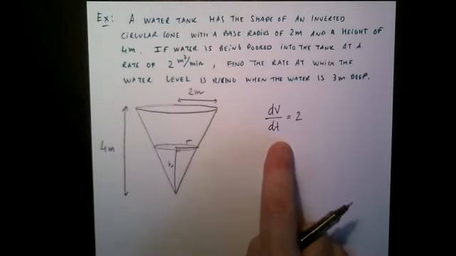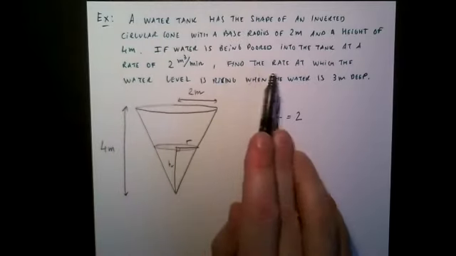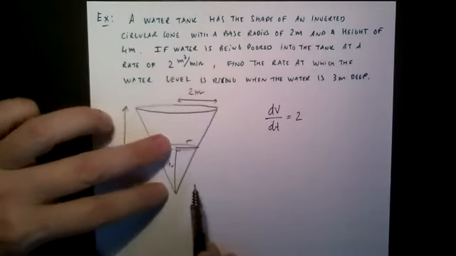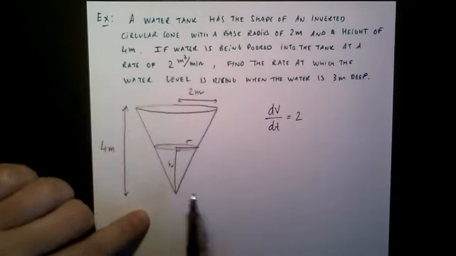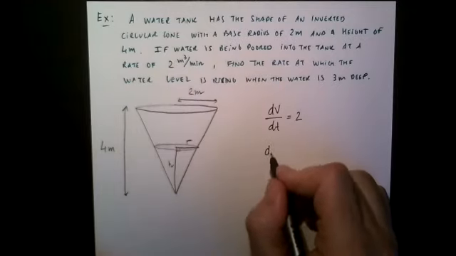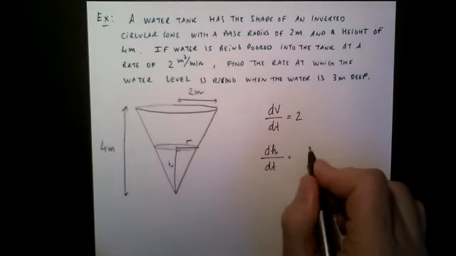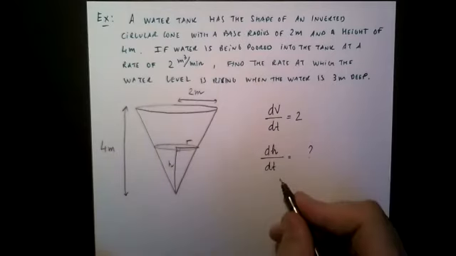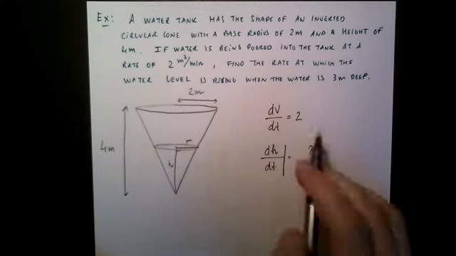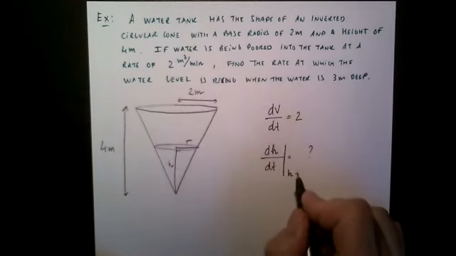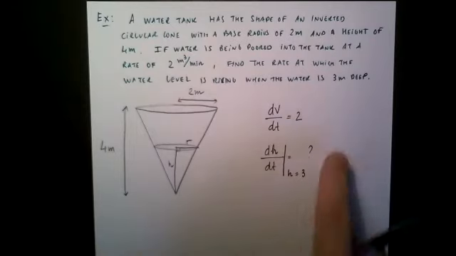That's given to me. What are we looking for? Find the rate at which the water level is rising. So basically, at what rate is h increasing? So variation of height over time. What is that? And when? When the water is 3 meters deep, so when h is equal to 3, this is my problem.